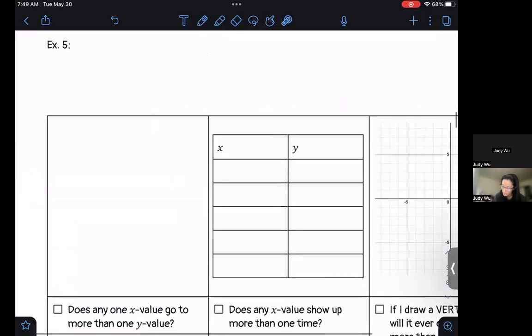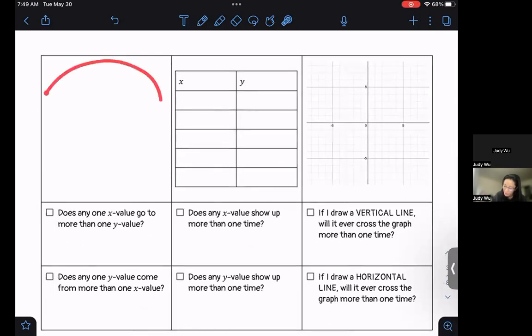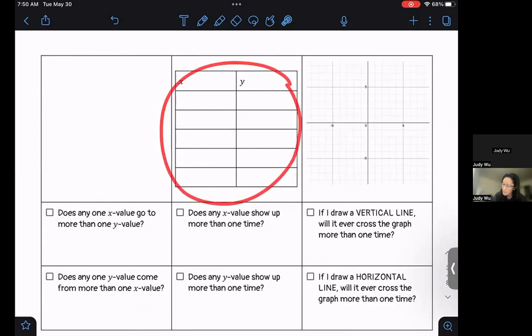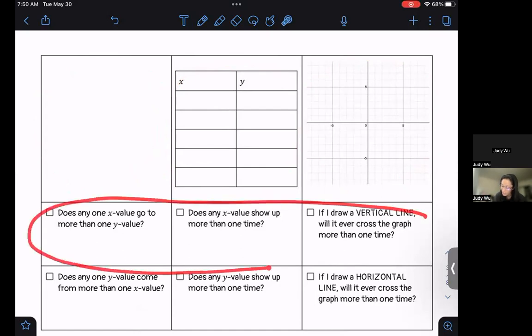All right, so for example 5, let me give you a big picture of what we're going to do. I'm going to give us a mapping diagram, the thing with the two blobs from part 1 where we connect the two sets with arrows. We're going to use that to complete a table, and then use that to draw a graph. Once we've done these three representations, we'll answer the first set of questions, which will help us determine whether our relation is just a relation or whether it's a function.